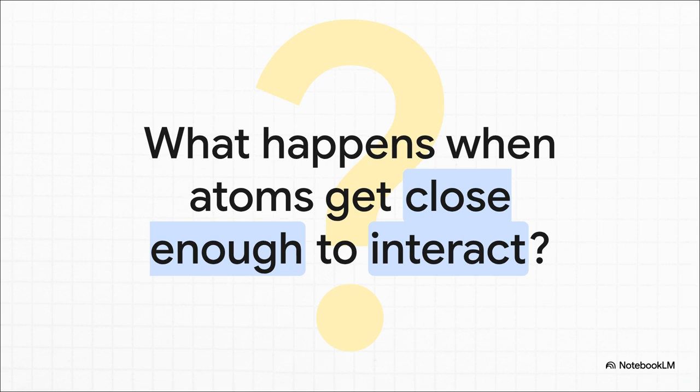So we figured it out. An atom's identity comes from its protons, but its personality comes from its electrons. And that leads to the next big question, doesn't it? What happens when those outer electron shells get close enough to meet? What happens when they decide to share or even steal those all-important valence electrons? Well, that's the story of chemical bonding, and that's for another explainer.